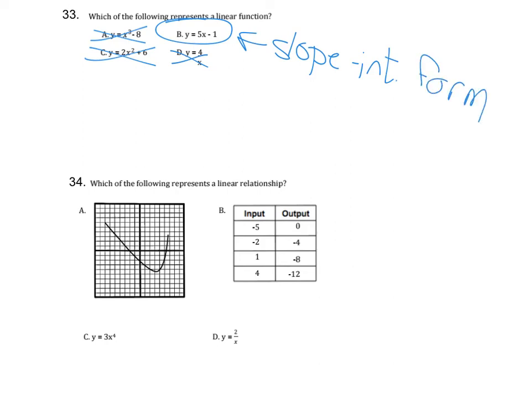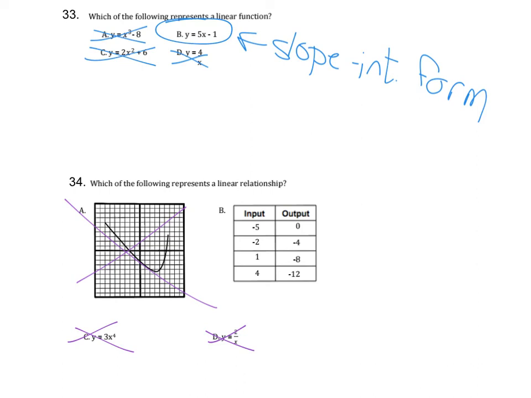Now, look at 34. They've given us a graph, a table, and some equations, and they want to know which one is linear. Well, look at A. Is that a line? No. Let's look at the equations. Have we ever seen a linear equation with an exponent? Not possible. Not a linear equation. We can get rid of that. Look at D. Do we ever put x in the denominator of a linear equation? No. So the only thing we need to check is the table.